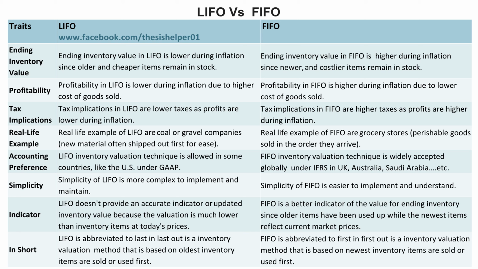In short, LIFO, abbreviated as last in first out, is an inventory valuation method that is based on the newest inventory items being sold or used first. Whereas, FIFO, abbreviated as first in first out, is an inventory valuation method that is based on the oldest inventory items being sold or used first.